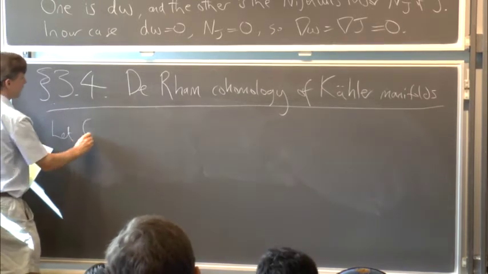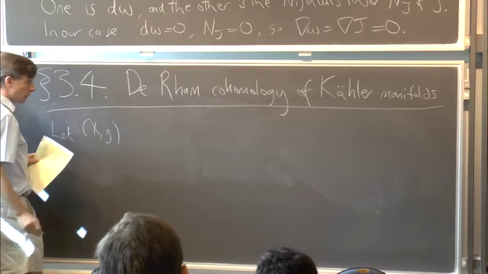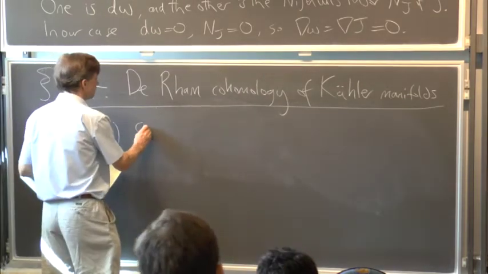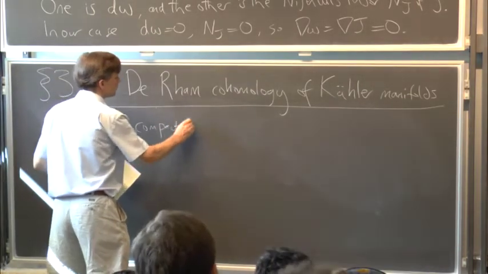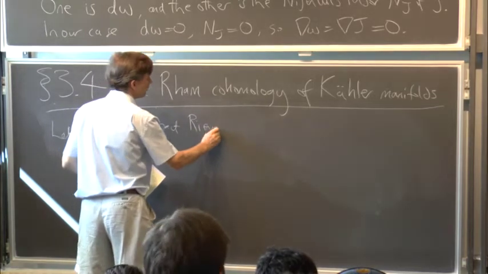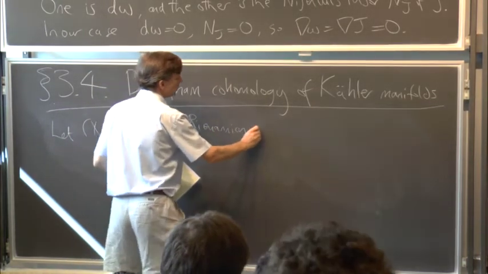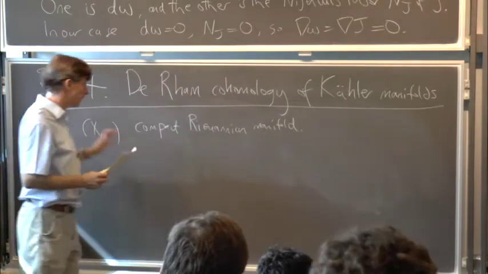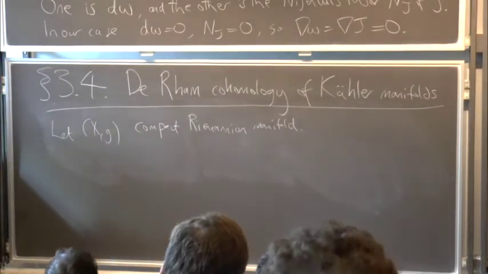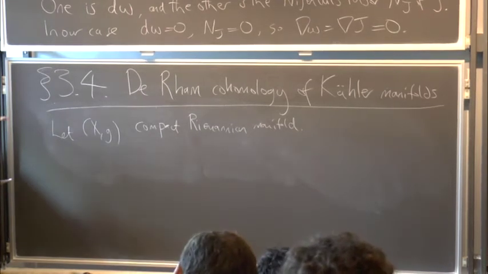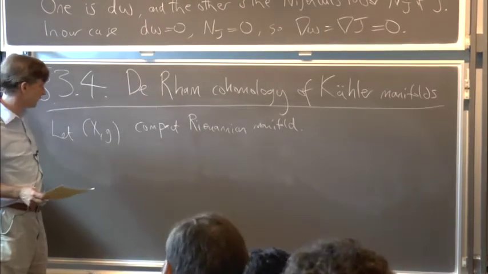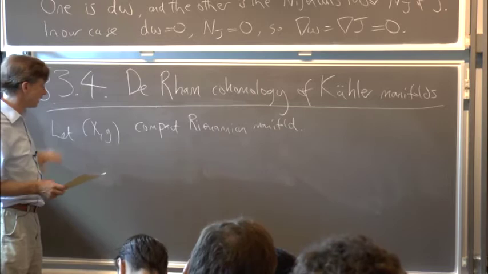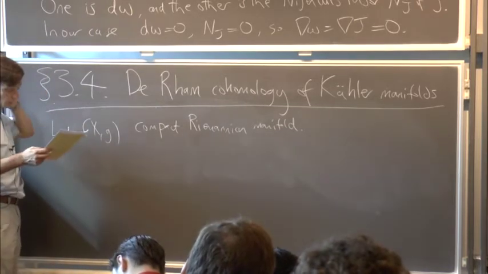Let's start off with X and G, a compact Riemannian manifold. I want to remind you of some bits of the theory of Hodge theory for compact Riemannian manifolds, which is a way of expressing the de Rham cohomology in a slightly different way.